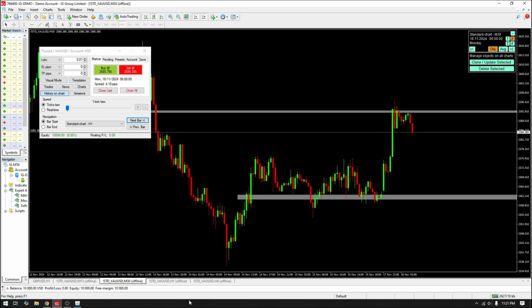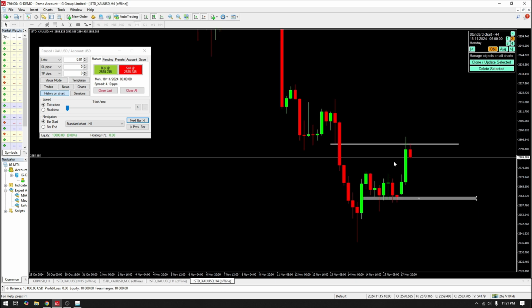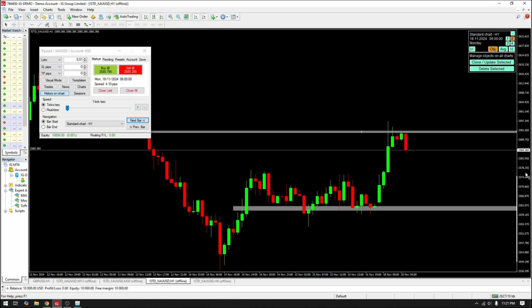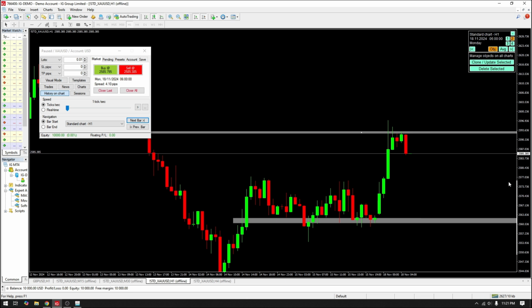So now we can see and understand the range, how the resistance and support levels are identified, and what everything means. As you can see, you come in and identify your ranges first on the 4-hour, and you go down to the 1-hour because each candle tells a story.